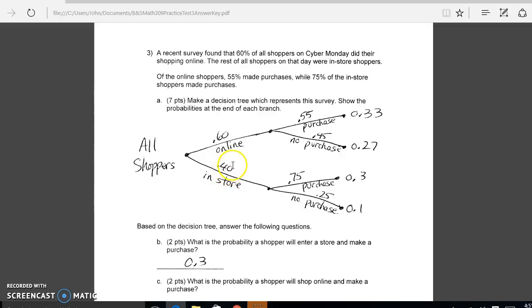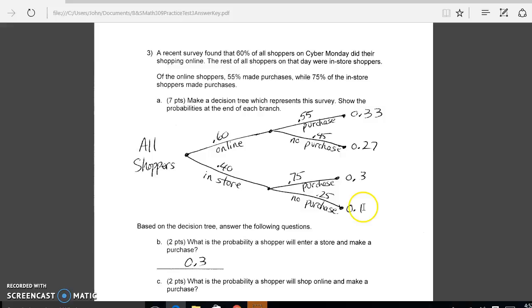And then we do the same down here, down on the bottom branches. We're going to take 0.40, multiply it by 0.75. That's going to give me 0.3 here, and that node at the end here, 30% of the shoppers were in-store shoppers and they made a purchase. And then at the bottom of the tree we have 0.40 times 0.25. That gives me 0.1. 10% of the shoppers were in-store shoppers and made no purchase.